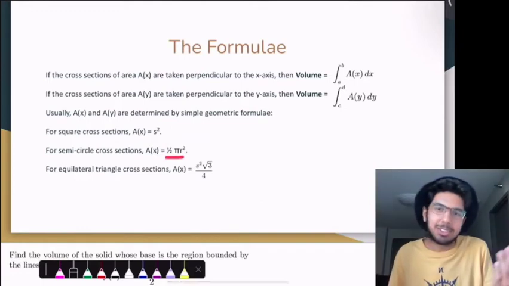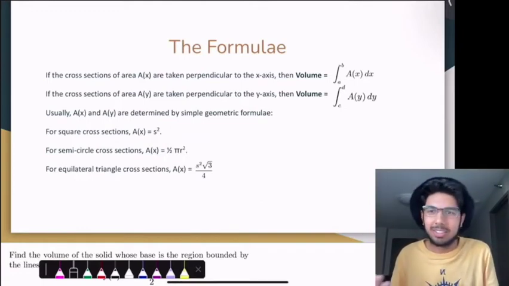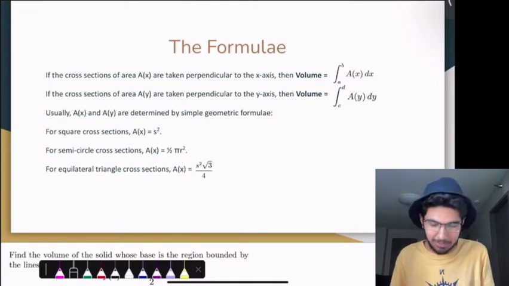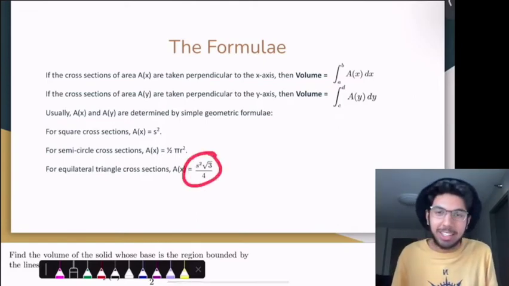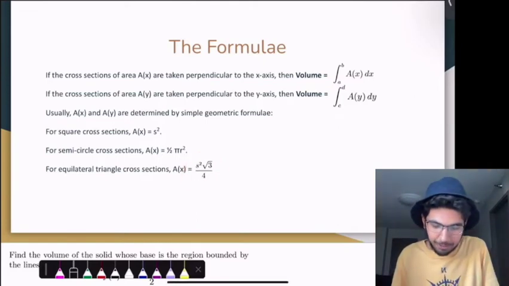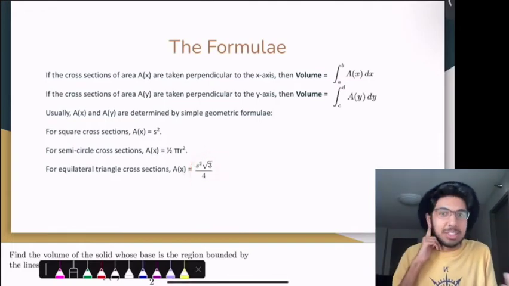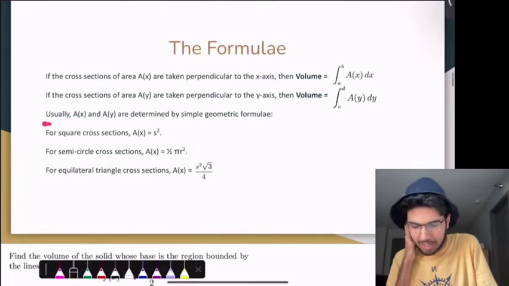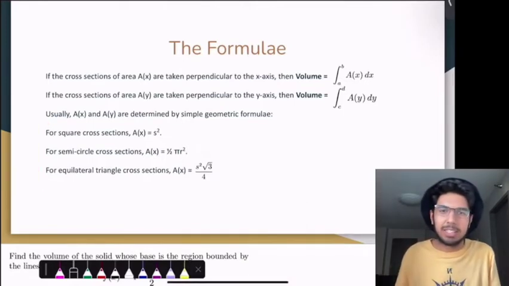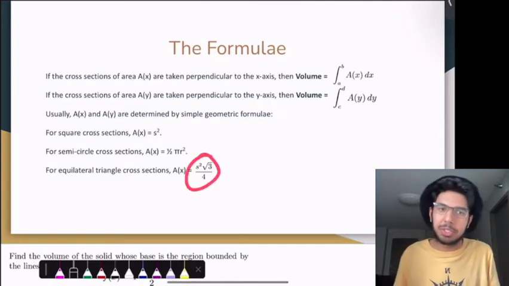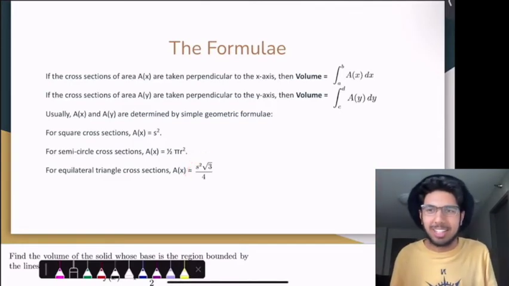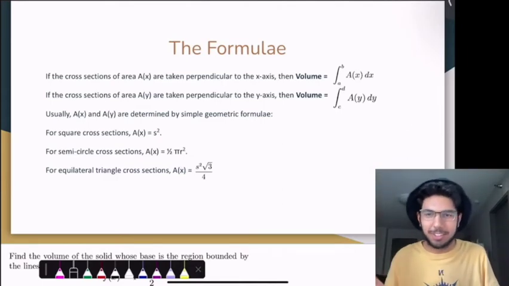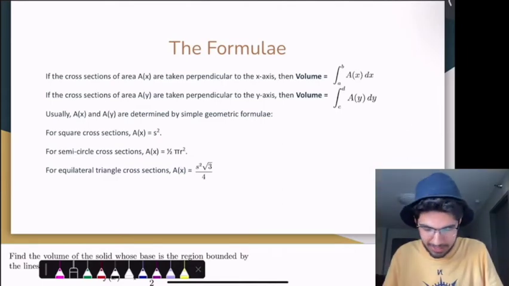For semicircle cross sections, 1/2 pi r squared. Circle cross sections, pi r squared. Equilateral triangle cross sections is this fun formula here that gives you the area of an equilateral triangle. These are just some common shapes that I've seen in problems like these, so I just noted them down for you to be familiar with. If you don't know this formula, highly recommend you memorize it. It's super helpful.